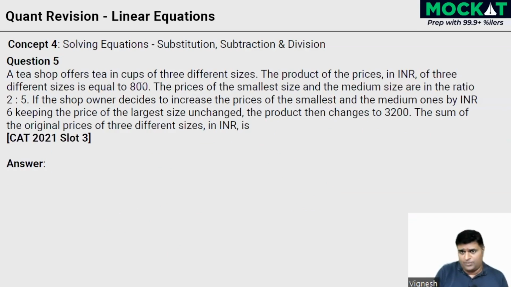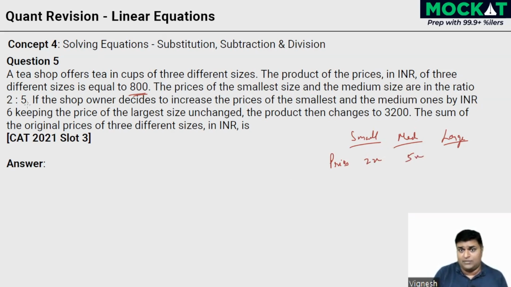So what do we have? A tea shop offers a tea in cups of 3 different sizes. The product of the prices in INR of 3 different sizes is equal to 800, right? The product of the prices for these 3 sizes is 800. The smallest and the medium size are in the ratio 2 is to 5, right? So you have small, medium, and you're going to have large, right? We're told that the prices over here are in the ratio of 2 is to 5. So I can call it 2x and 5x, right?